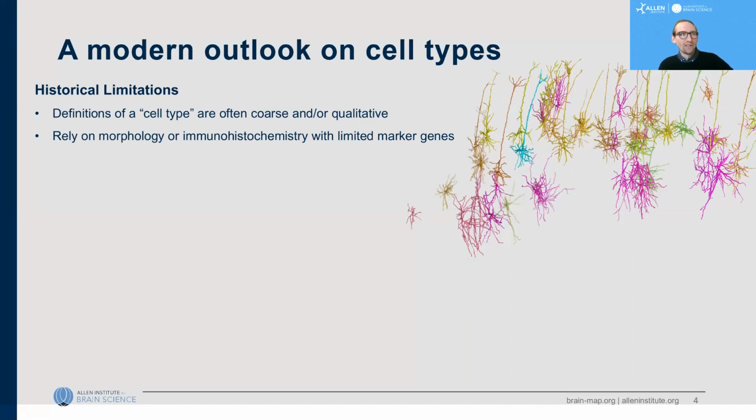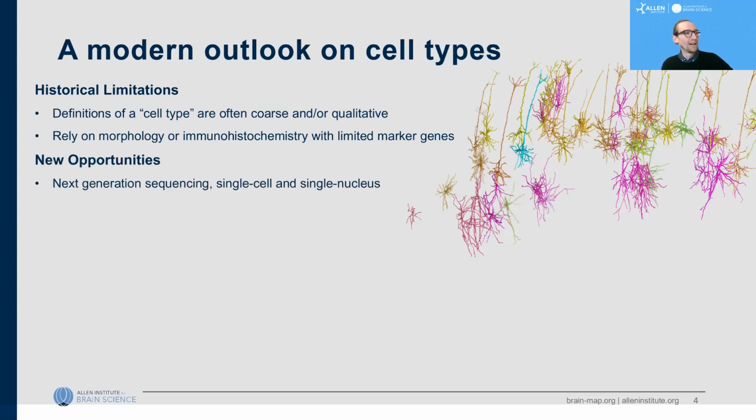There's also immunohistochemistry-based identification of cell types like parvalbumin or somatostatin interneurons, for instance, which is great. Again, that's highly reproducible, but it's fairly limited. It relies on a small set of marker genes rather than the full array of potential gene expression distinctions that we could use potentially to identify cell type.